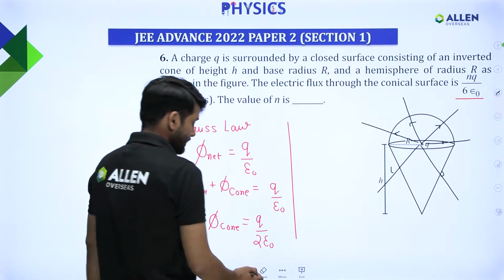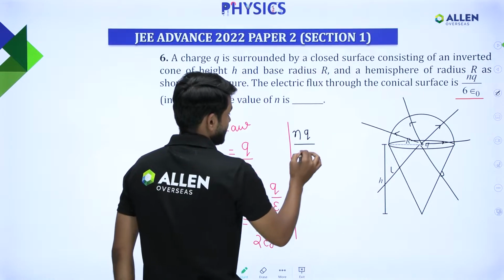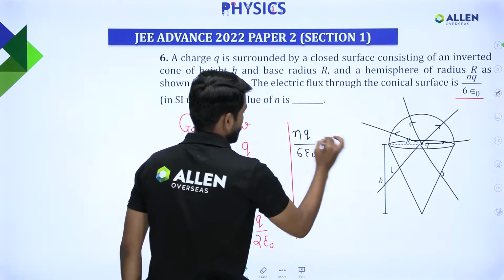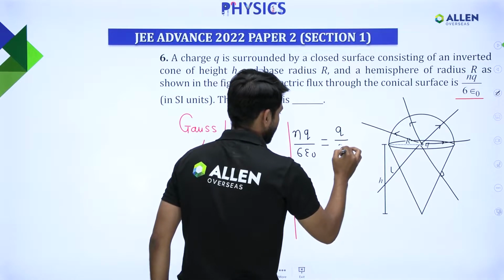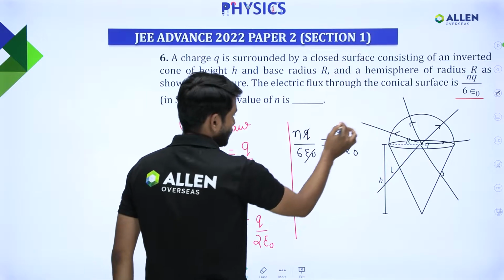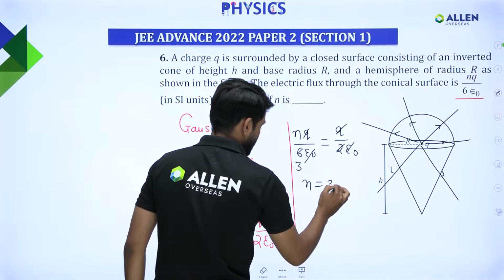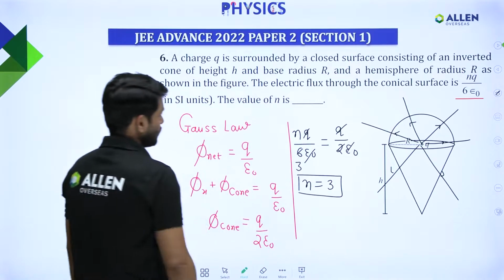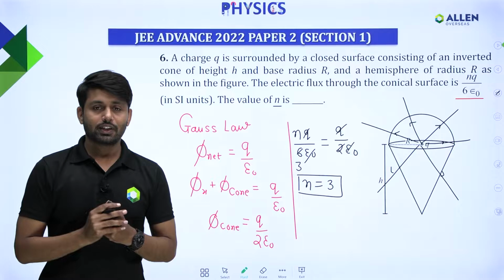So you can equate, this is given, NQ divided by 6 epsilon naught is equal to Q upon 2 epsilon naught. So epsilon naught cancels, Q cancels, 3 times, so N is equal to 3. So the value of N is 3. So the answer for this question is 3.